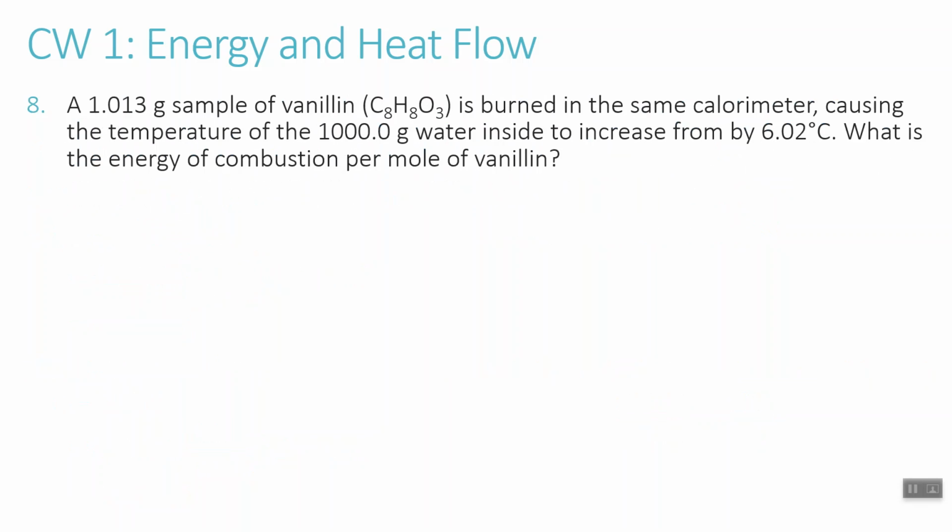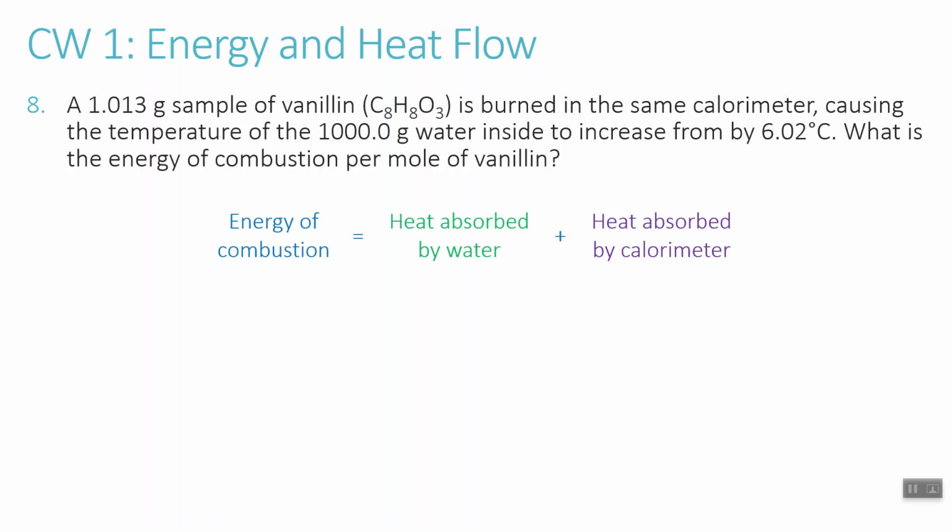Okay, so in question 8, we're using that same calorimeter that we just calculated the calorimeter constant for. So we're going to burn some vanillin in the calorimeter and measure how much the water inside changes in temperature. Based on this, we can calculate how much energy was absorbed by the calorimeter as well as by the water, and that total will give me the amount of energy released during this combustion.